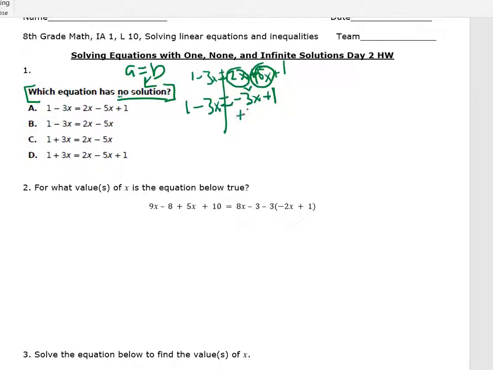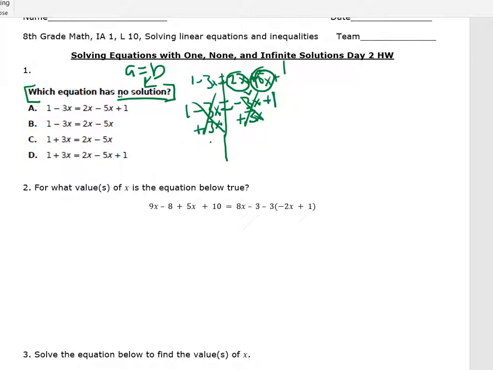If I add 3x to both sides, I get rid of the negative 3x, and I'm left with 1 equals 1. And so this, A, has infinitely many solutions, so I know I'm not dealing with A. If you need my work, you can go ahead and write that down. I'm going to erase it so that I can do B.